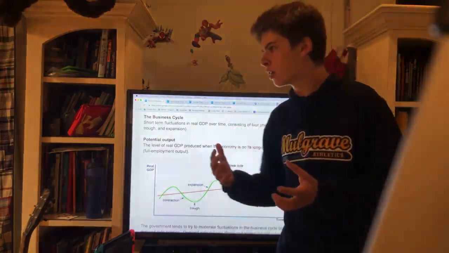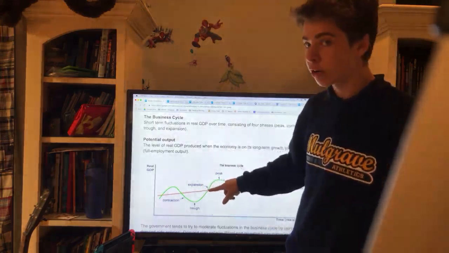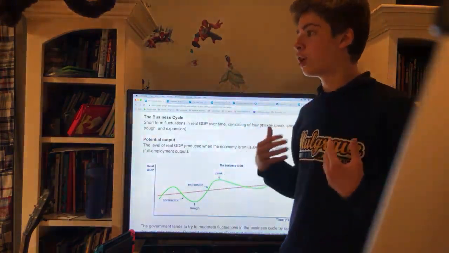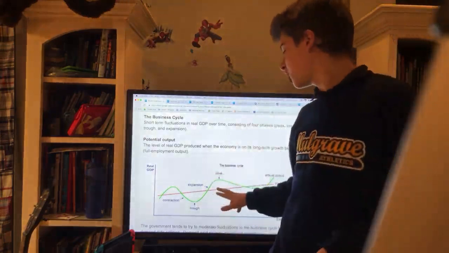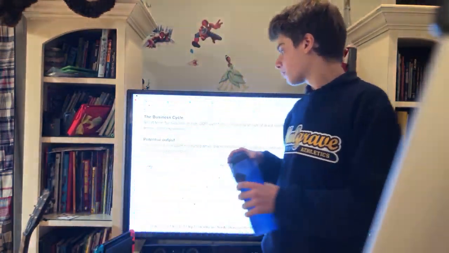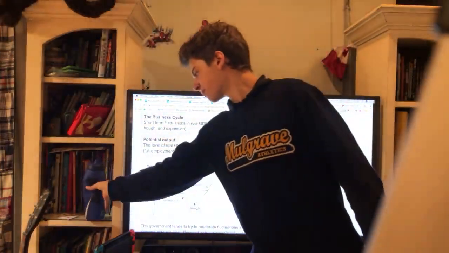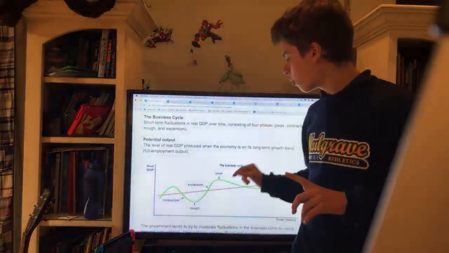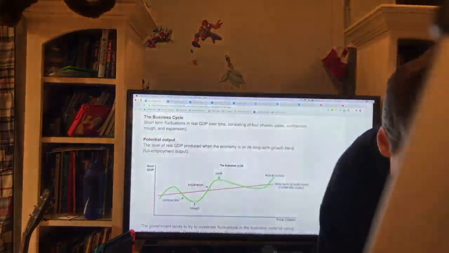For example, right now, Canada, if you were to draw this out, it would be around here in the expansion area because employment rates are pretty high right now. There's lots of people who want employees to come and work for them, as well as the inflation rate is at a pretty constant rate, I believe at around 3%. So that's the business curve. There are ways to control this, such as monetary and fiscal policy, and we'll talk about that.